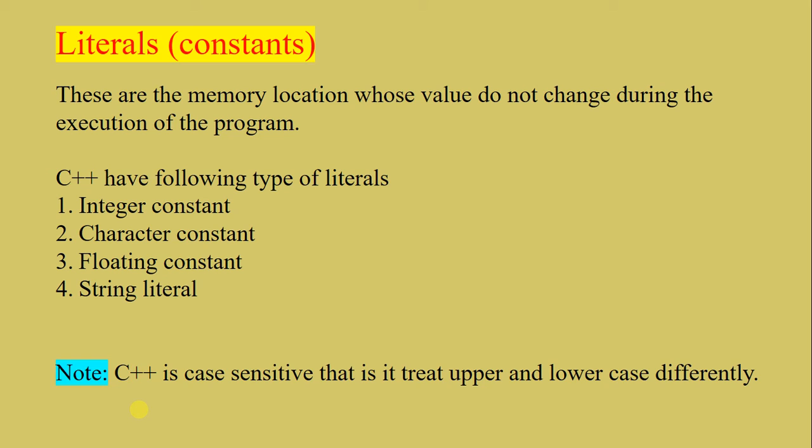Literals, also called constants. These are memory locations whose value does not change during the execution of the program. Consider the previous example. We are writing a program to find the area of a circle, which is pi r square. Pi is a constant whose value is 3.14 and it is the same for all circles. So pi is a constant. C++ has the following types of literals: integer constant, character constant, floating constant and string literals.